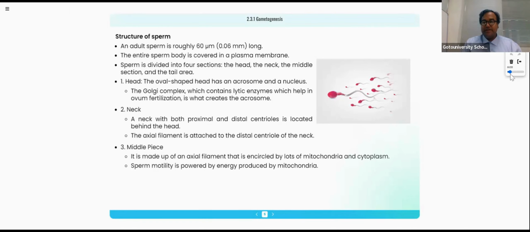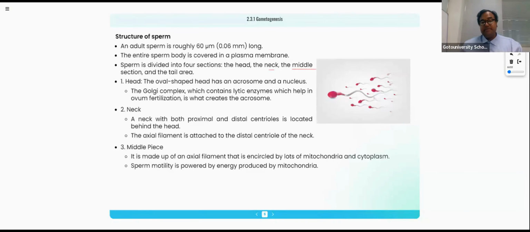The plasma membrane is the outer cover of the sperm, right? So this sperm has four major important segments, not only the tail, not only the head, but between them the neck and the middle piece also exist.